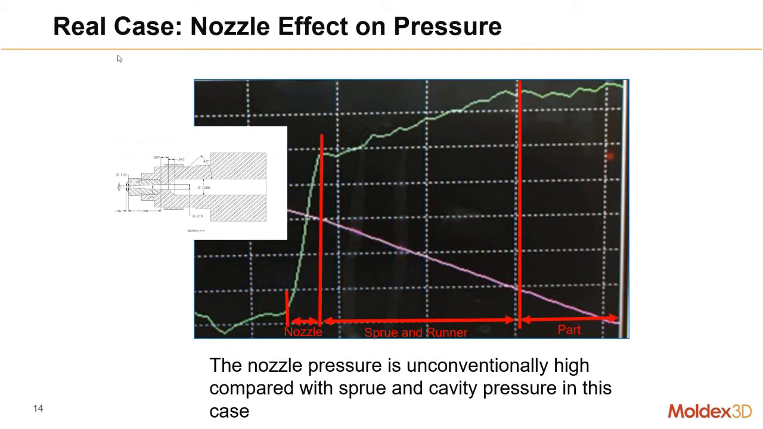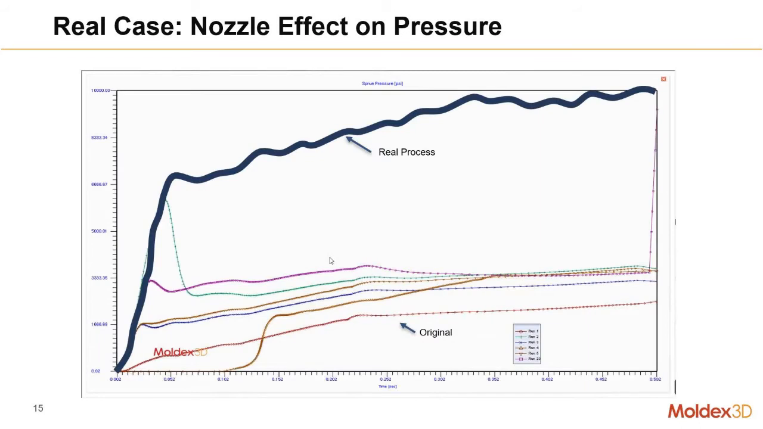All right, so just looking at a real case here, this is actually a real sprue pressure curve that we get out of the machine, identifying the different regions. So this initial part here is the nozzle, this part here is the sprue and runner, and then this part here is, well, the part. This is actually zoomed in quite a bit on just the initial section of this graph.